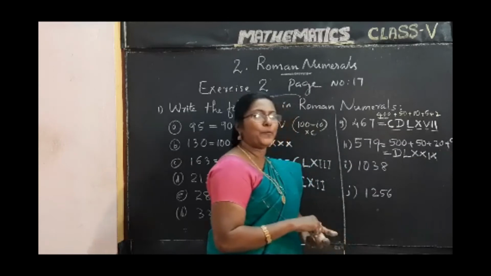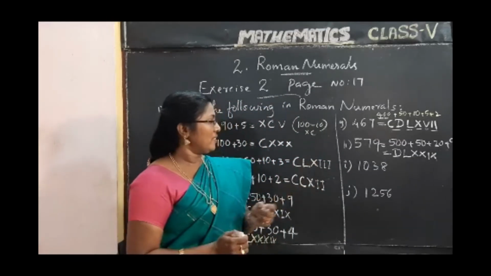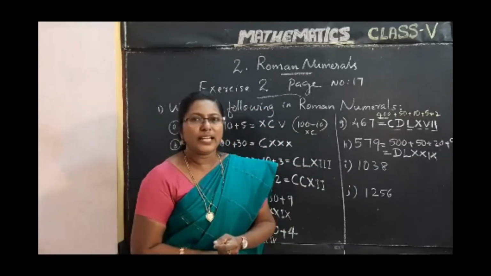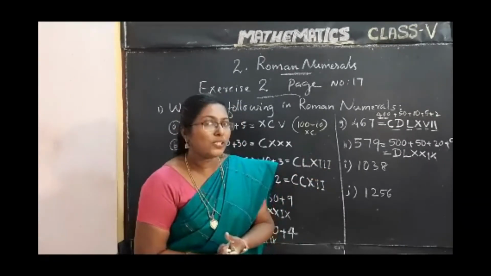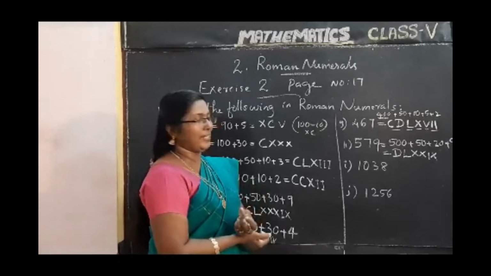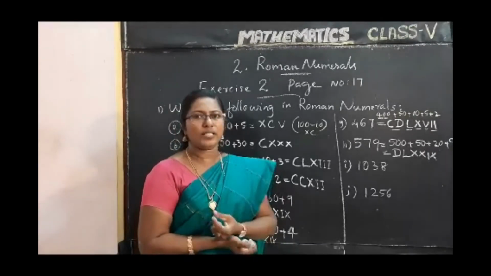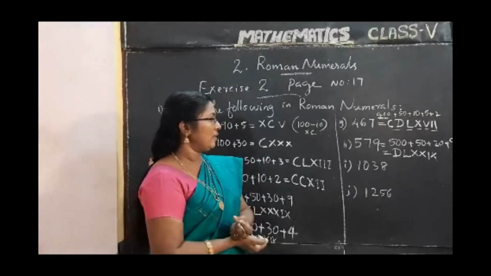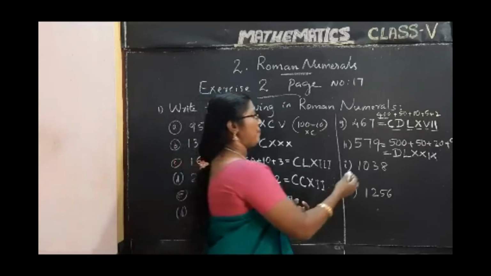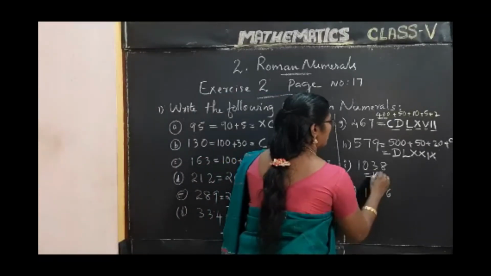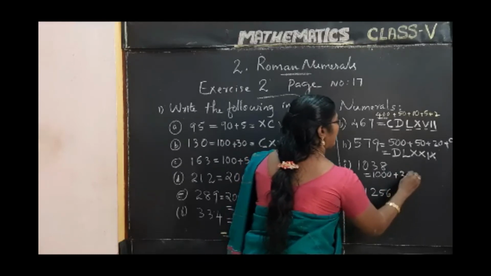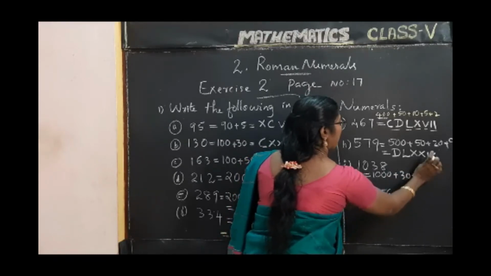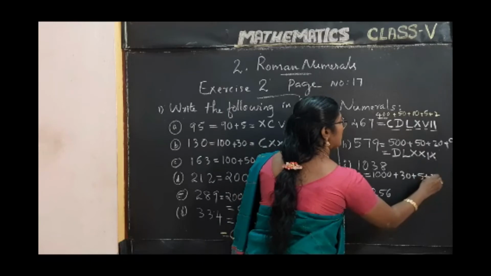579. Okay. Then the last one. Read as 1038. Okay, how do you write this 1038? 1000. It can be split up. We have the symbol for 1000. 1000 plus 30 plus 8, that is 5 plus 3.